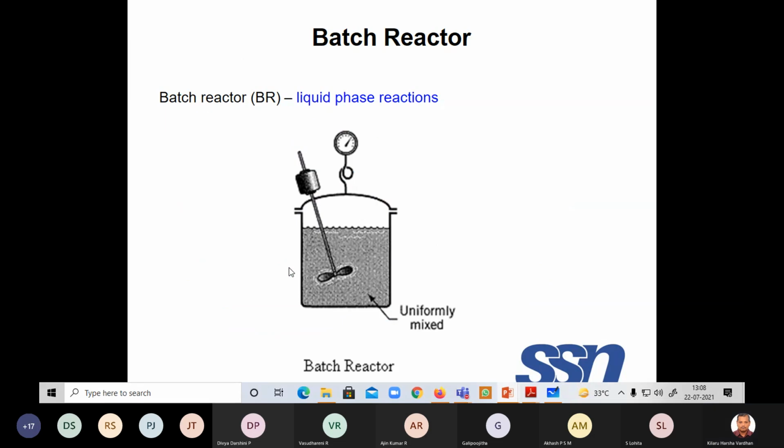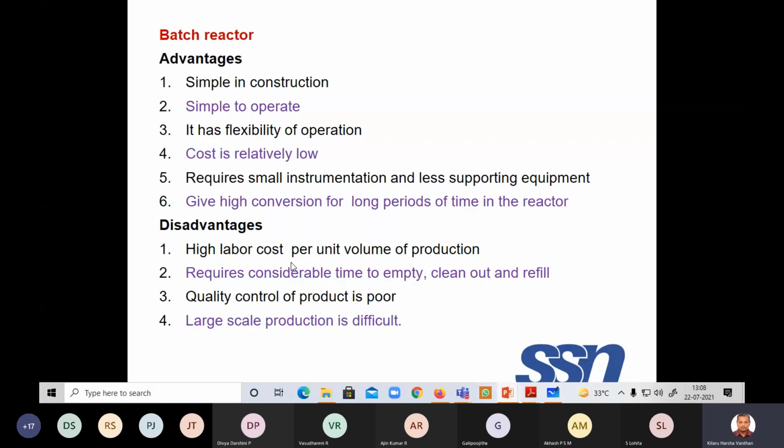Whereas in a continuous reactor, there are no batches in between. The process is continuous, so not much personnel is required. Especially in a batch reactor, one of the biggest disadvantages is high labor cost. It also requires considerable time to empty, clean out and refill. That's what I just told here. Each batch will need some time to empty the reactants or products, clean the reactor and refill the raw materials. Whereas in continuous reactors, the process is continuous, so not much time is required.